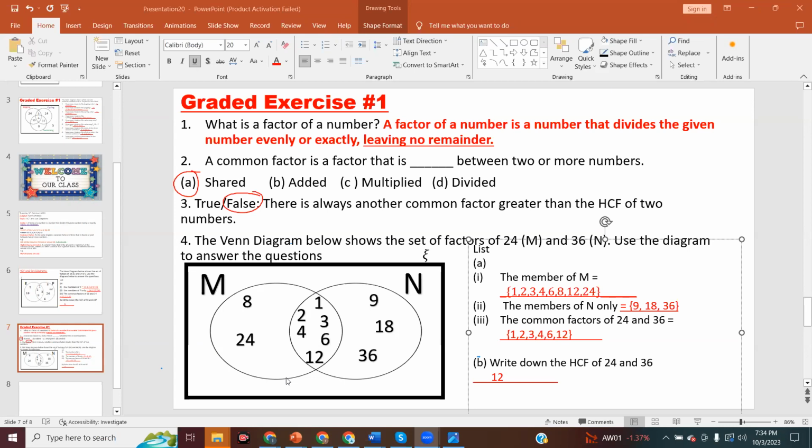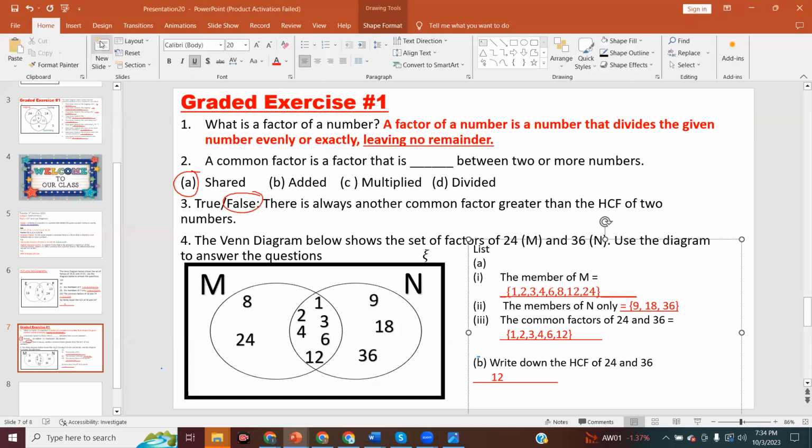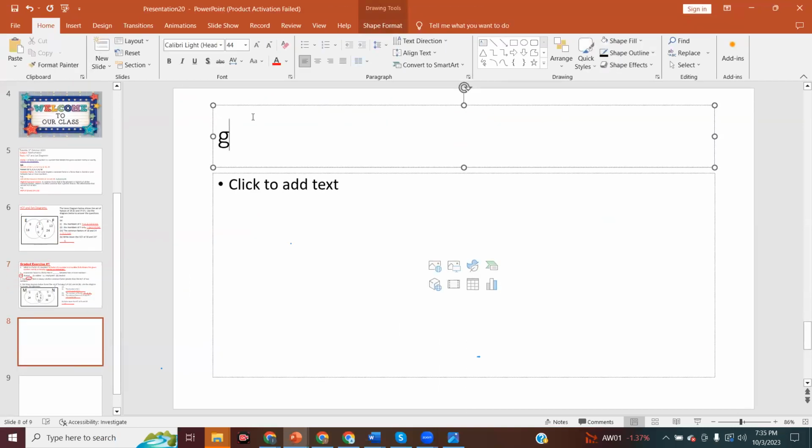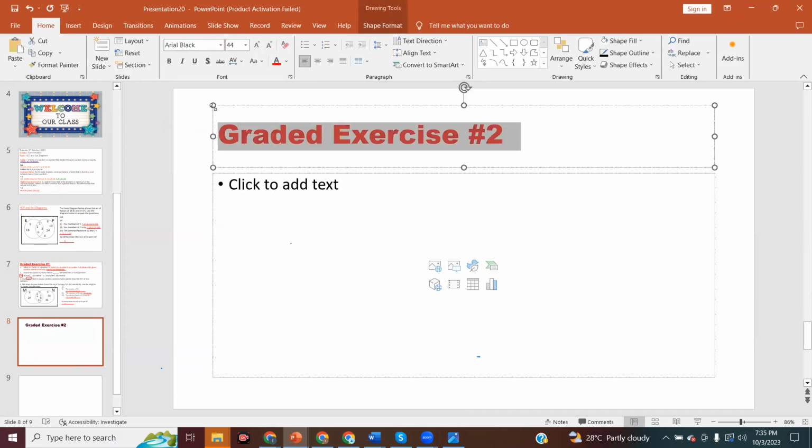So I think we're ready for graded exercise number 2. So let's go on to the next one. All right, so graded exercise number 2. So for this one, we have this and that and this.